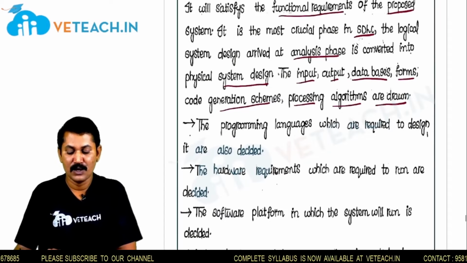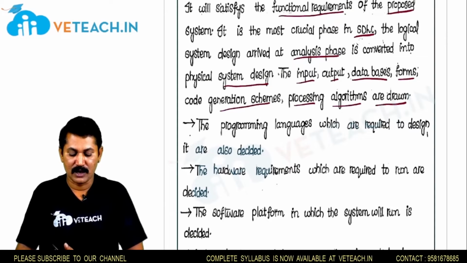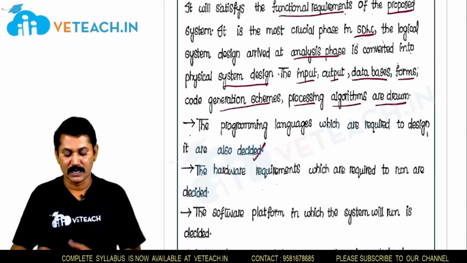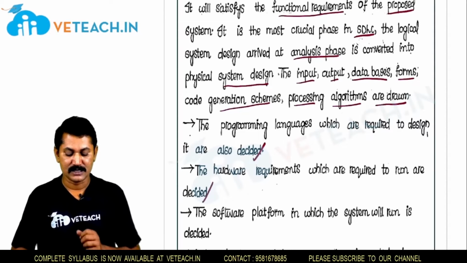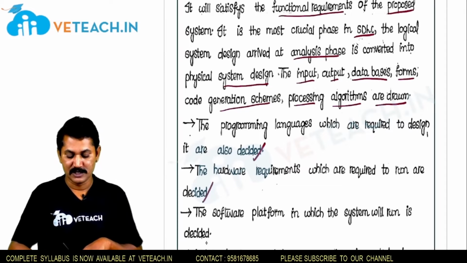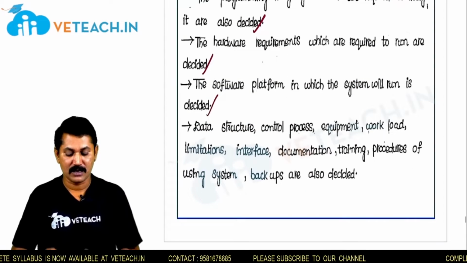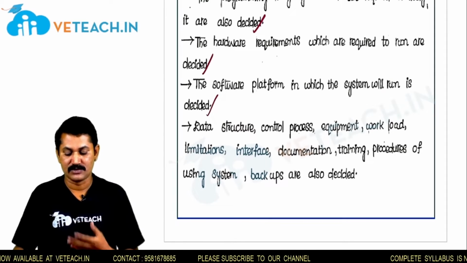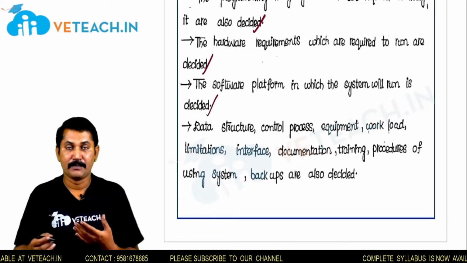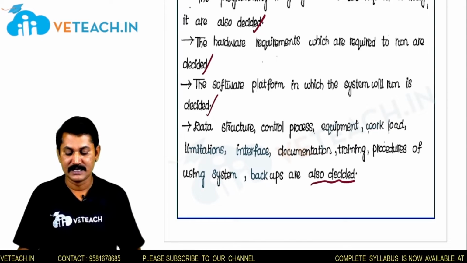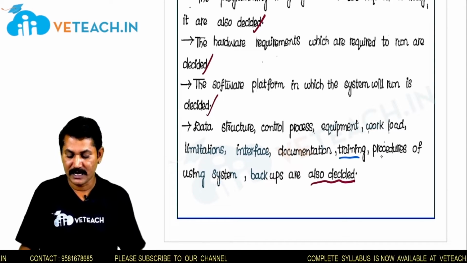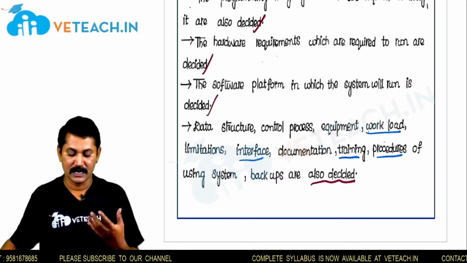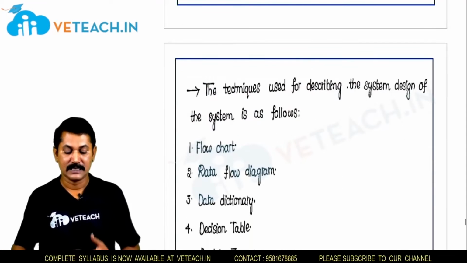The programming languages required to build it are also decided here. The hardware requirements needed to run it are also decided. The software platform on which the system will run is also decided here. The data structure, control process, equipment, workload, limitations, interface, documentation, training and other backup things that are required are also decided here. So we need to consider the training, procedures, interfaces, workload and some limitations, and these are decided in this phase.